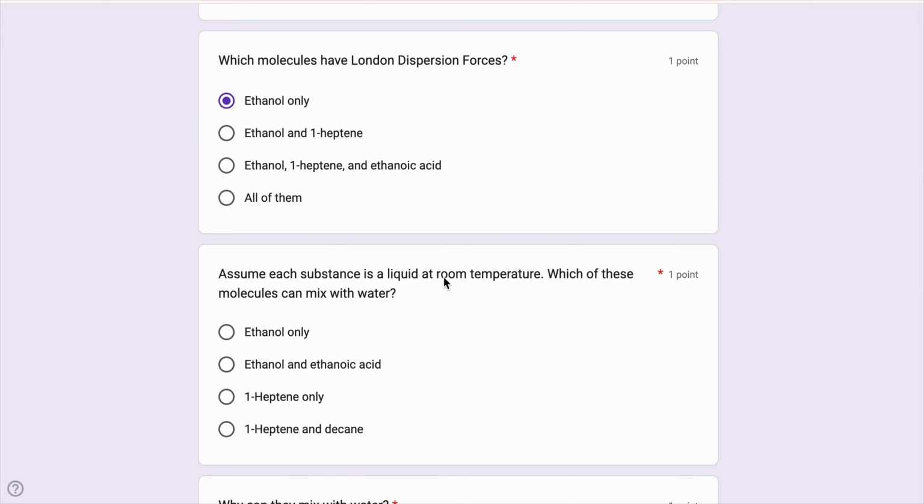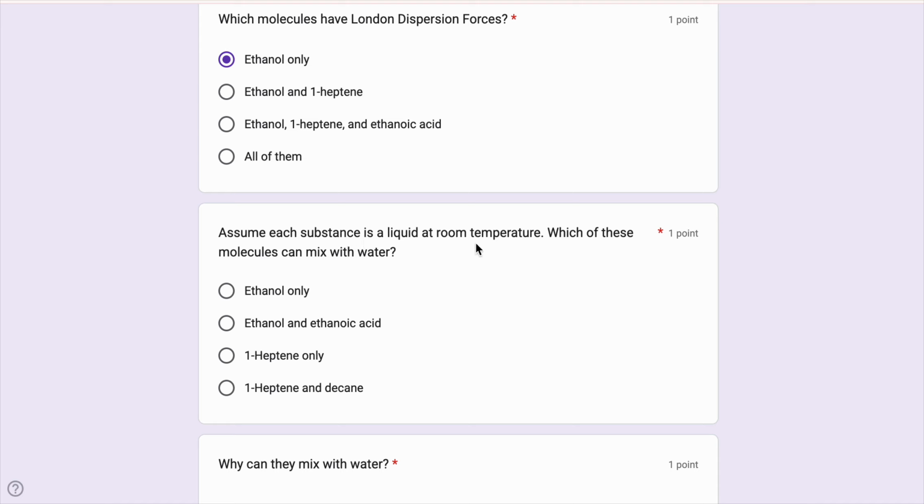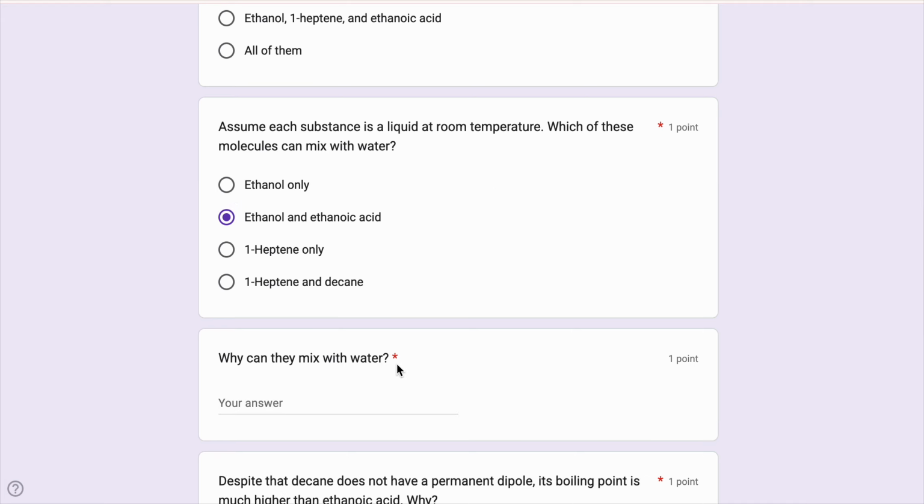Assume each substance is a liquid at room temperature. Which of these molecules can mix with water? Ethanol only, ethanol and ethanoic acid, 1-heptene only, 1-heptene and decane. Assume each substance is liquid at room temperature. Ethanol and ethanoic acid. Why can they mix with water? Maybe they have free electrons.